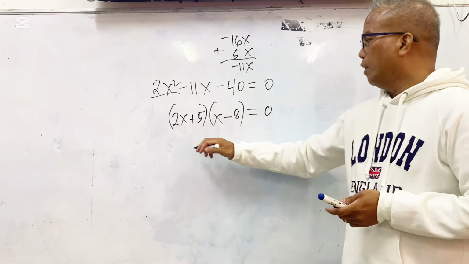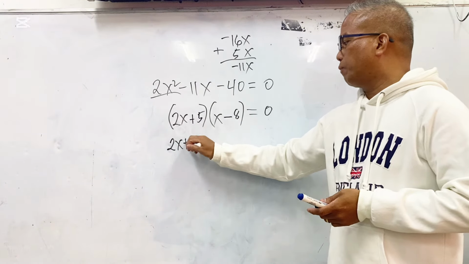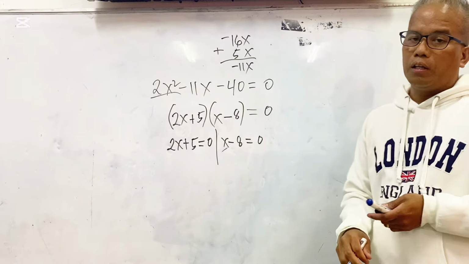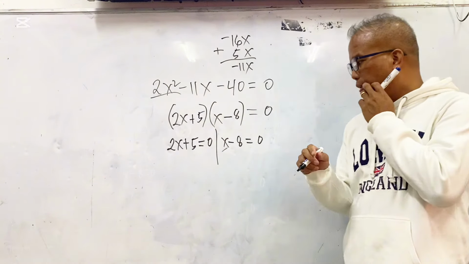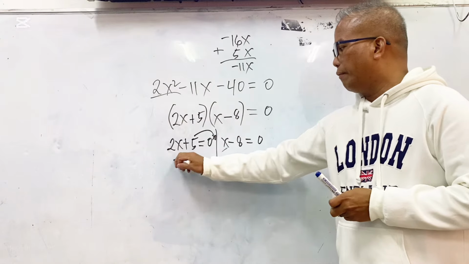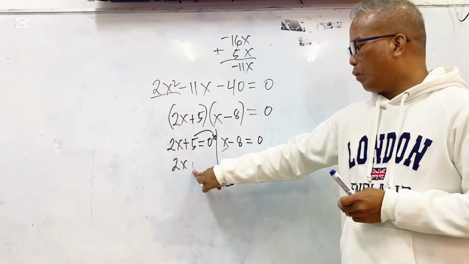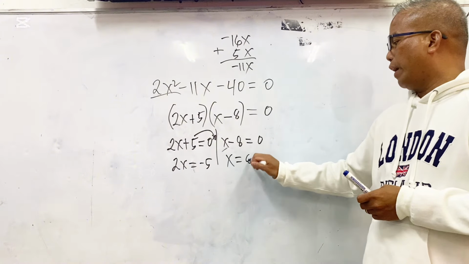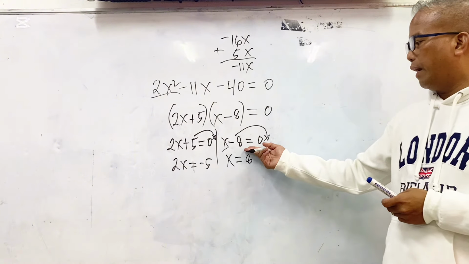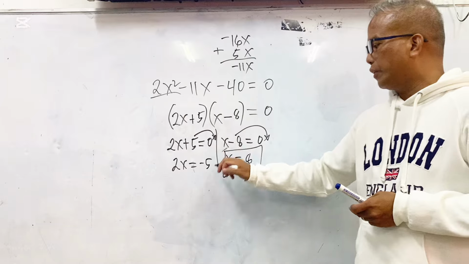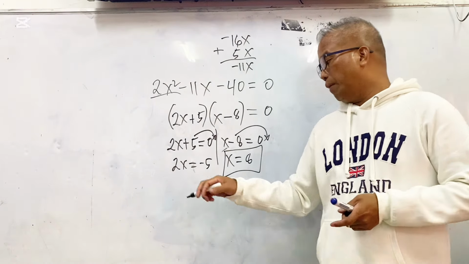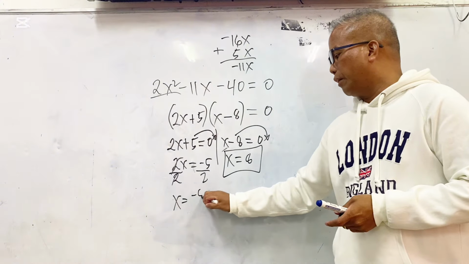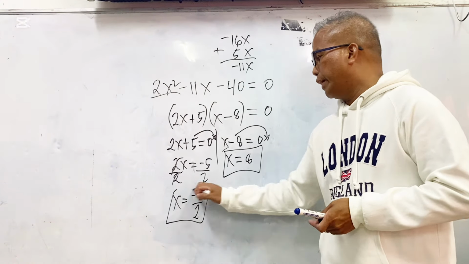So therefore, we will equate this to 0. 2x plus 5 is equal to 0, then x minus 8 is equal to 0. Now, to find the value of x, all you have to do is transpose. So we have 2x equals -5, then here x equals 8 by transposing -8. So this is the first answer. But here, we will continue by dividing both sides by 2. So x equals -5/2. So this is now the answer.